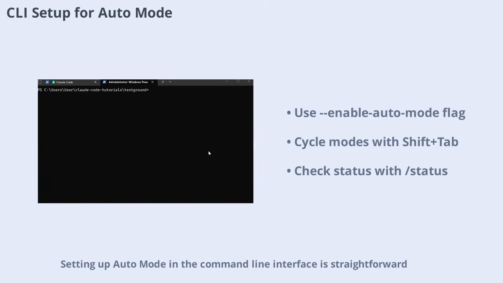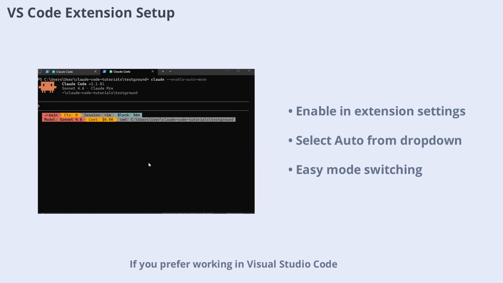Setting up Auto Mode in the command line interface is straightforward. Simply launch Claude Code with the Enable Auto Mode flag. This adds Auto Mode to your permission mode cycle. Once inside, you can press Shift+Tab to cycle through the available modes: Default, Accept Edits, Plan, and finally, Auto. When you land on Auto, you'll see it displayed in the status bar. To verify that Auto Mode is active, you can run the status command, which should show your permission mode as Auto.